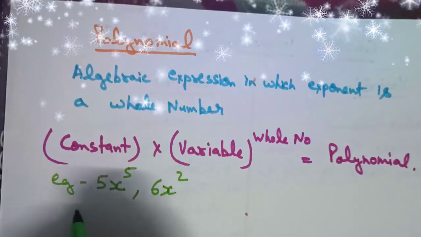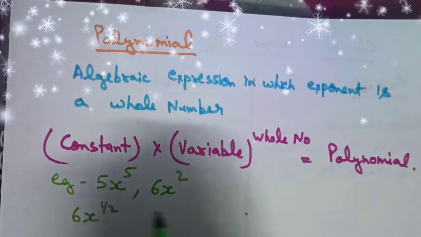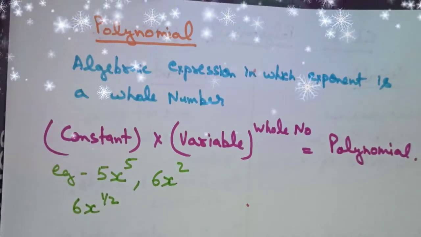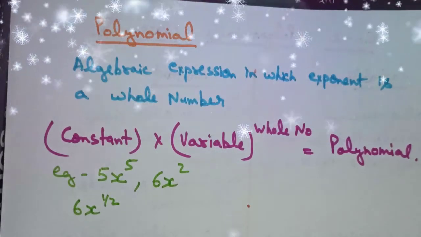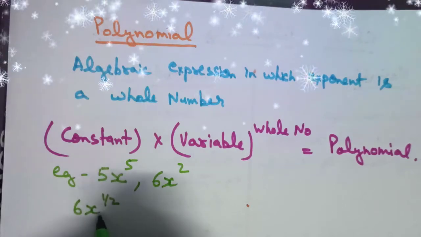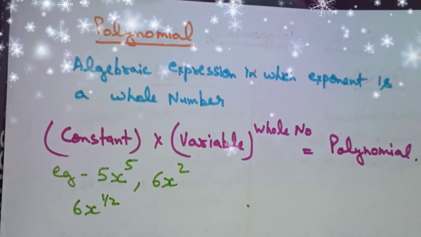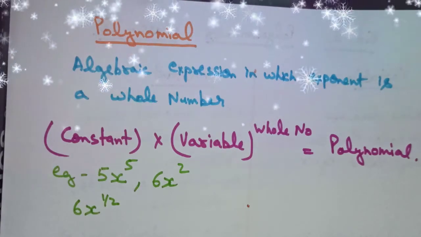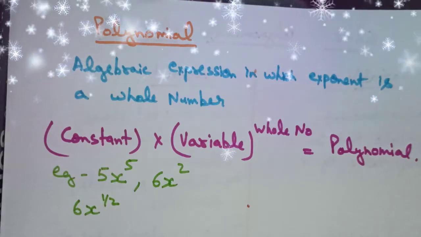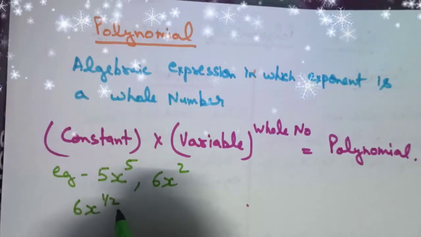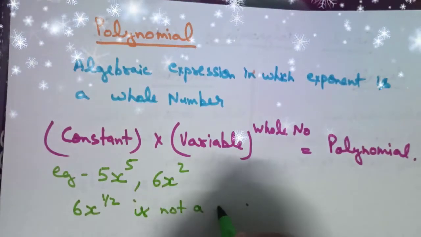Now, what about 6x raised to the power 1 by 2? In the previous case, we saw that it was an algebraic expression because it is a constant multiplied by a variable raised to the power of a rational number. 1 by 2 is a rational number, so it is an algebraic expression. But although 1 by 2 is a rational number, it is not a whole number. So we can say although it is an algebraic expression, it is not a polynomial. Understood?